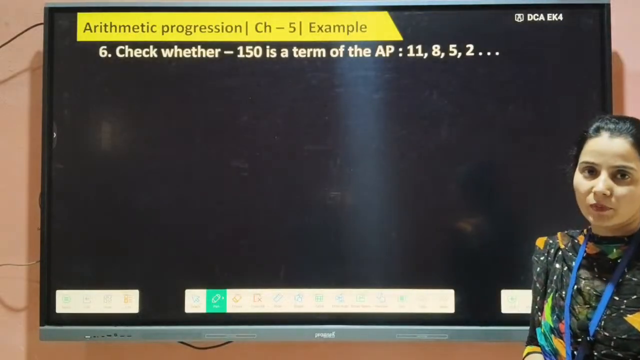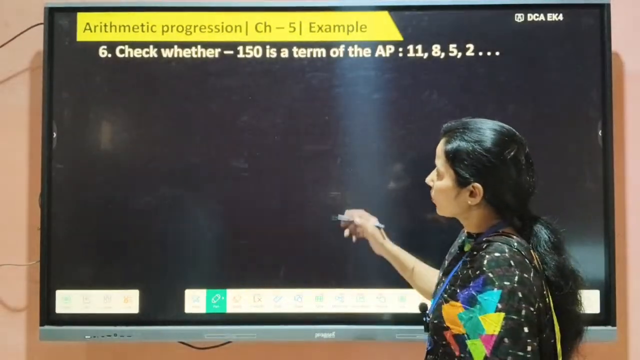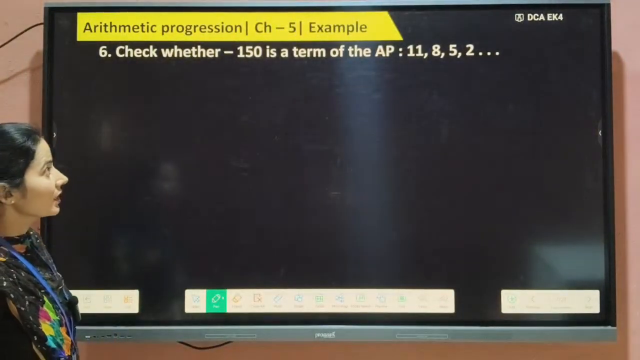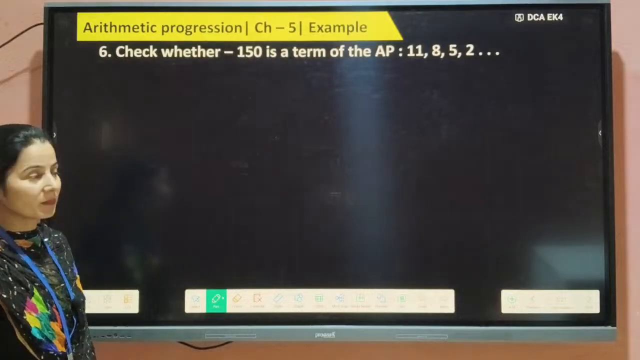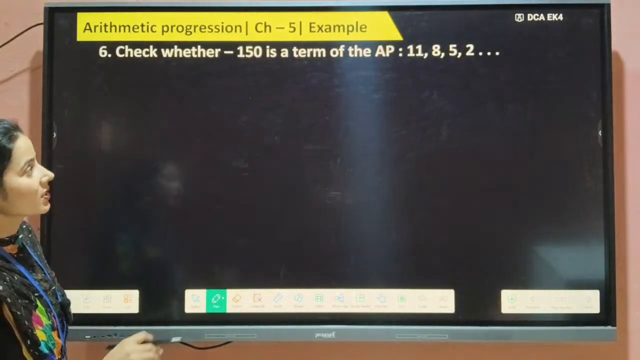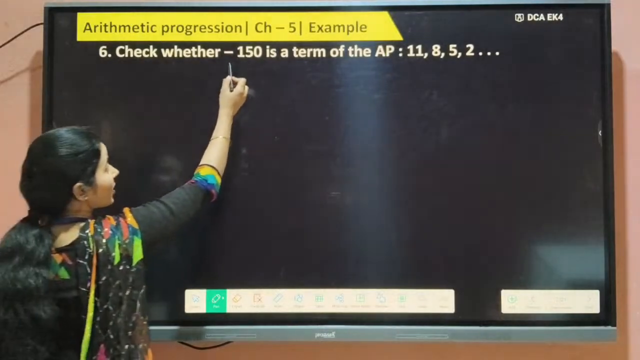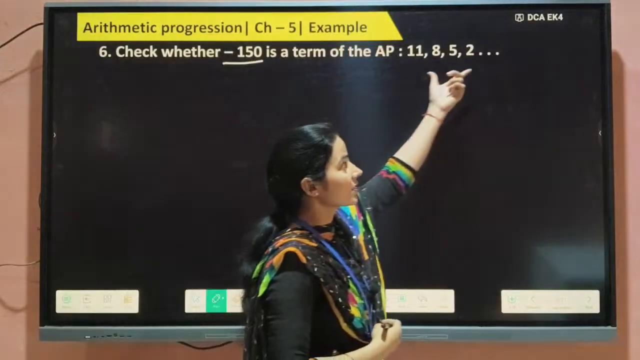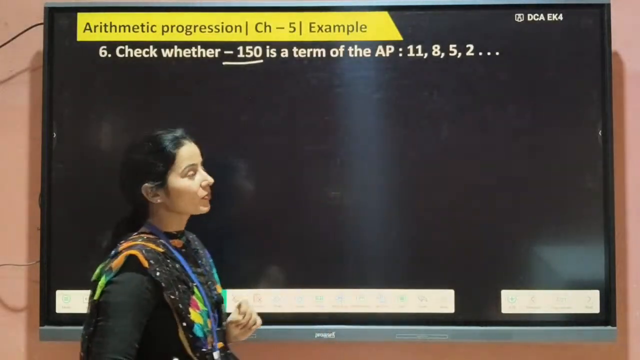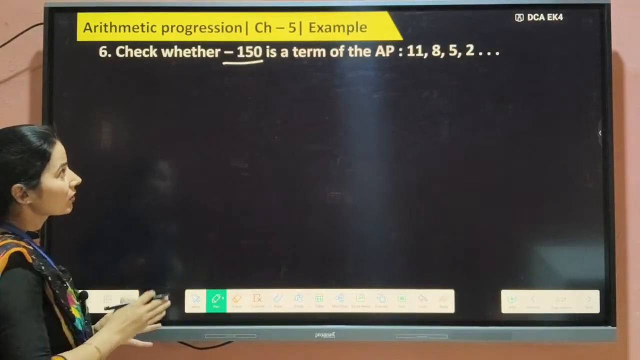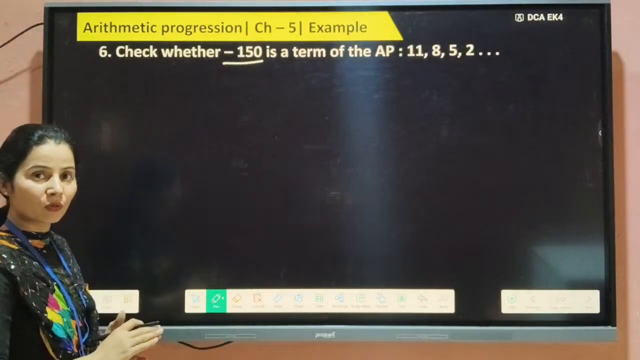This is exercise 5.2. Question number 6 is, check whether minus 150 is a term of this AP. The AP is 11, 8, 5, 2. We have to find out whether minus 150 will lie in this AP or not. This we have to verify. Let us see how we can find out whether this minus 150 will lie in this AP or not.